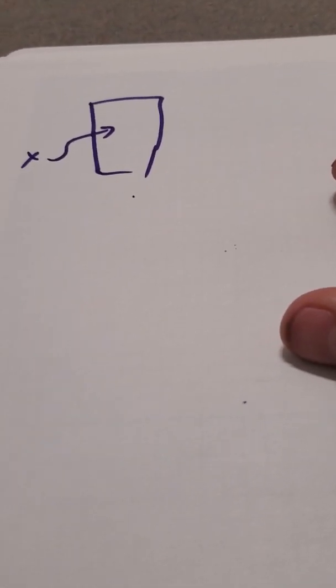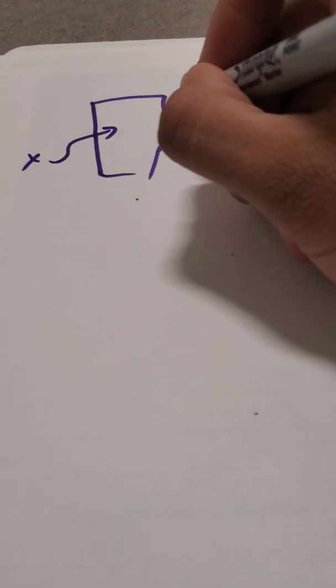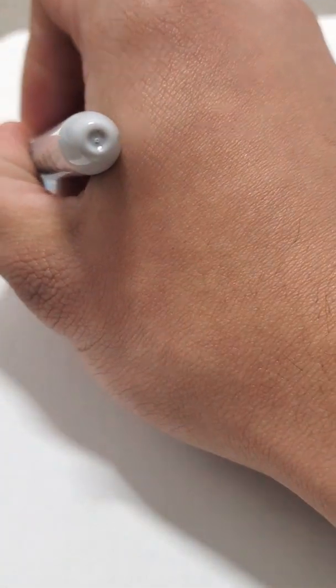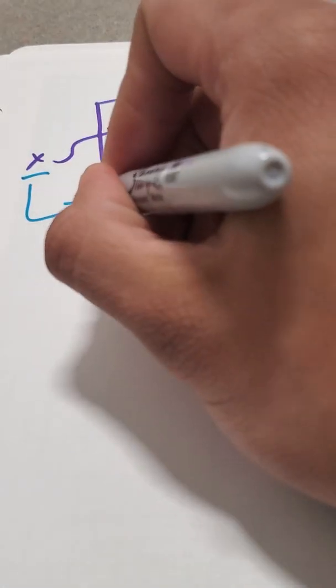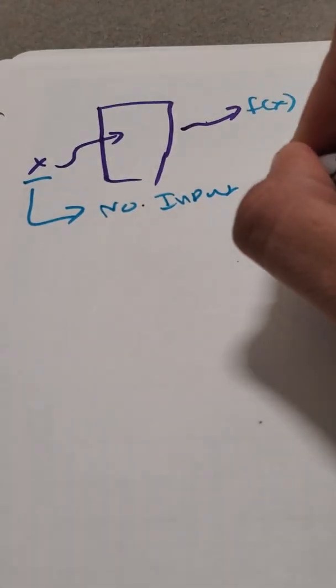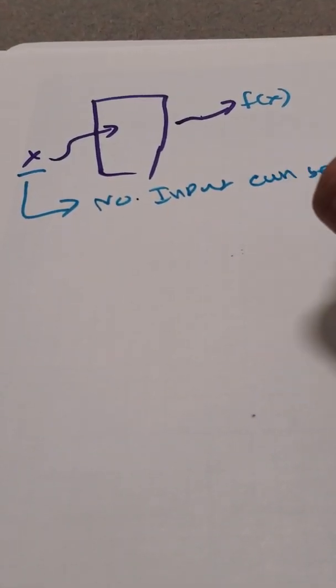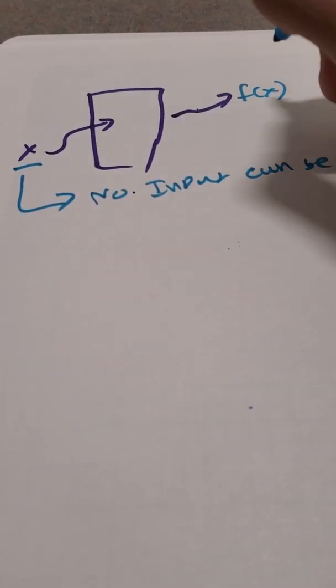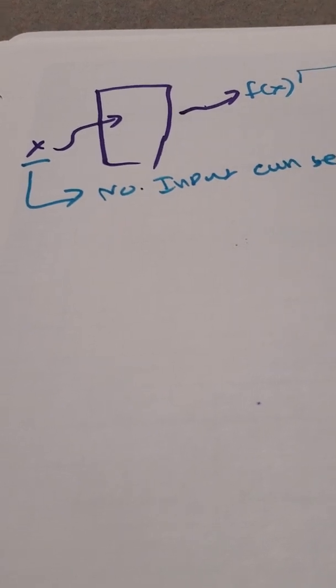So just to show you guys, what that means is, like we said, for every x we input, there's an f of x, like a machine. It spits out an f of x. No input value can be repeated.